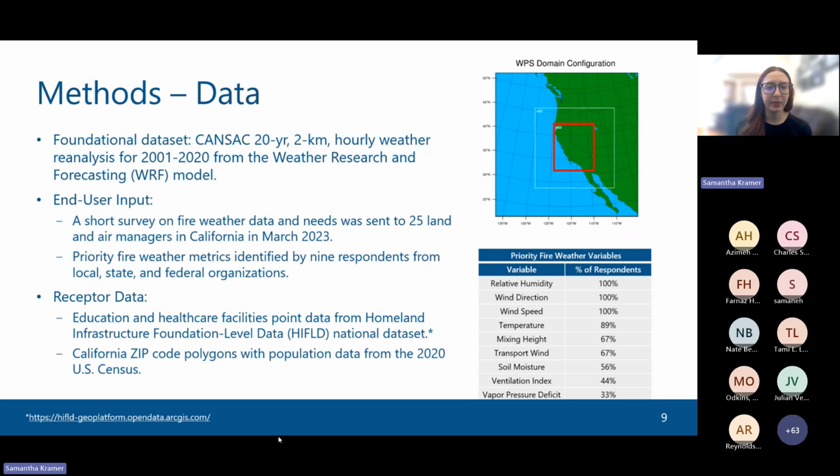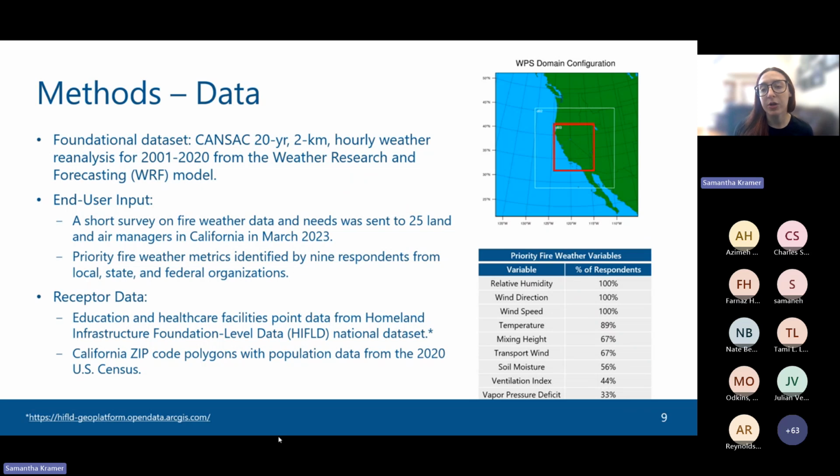I also want to add, we did include receptor information. So when you're thinking about who might be most impacted by any type of smoke, whether that be wildfire or prescribed fire smoke, education and healthcare facilities really stand out. The most at-risk communities are generally the youth communities, as well as those that have respiratory issues, are already hospitalized, and things of that nature. So we did include education facilities and healthcare facilities in this tool.